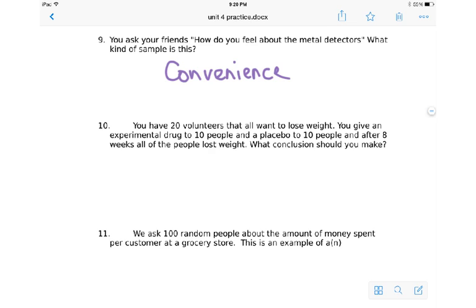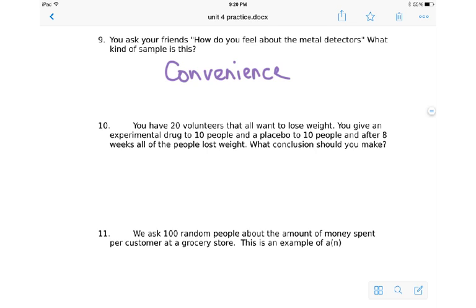Number 10, you have 20 volunteers that all want to lose weight. You give an experimental drug to 10 people and a placebo to 10 people, and after 8 weeks, all of the people lose weight. What conclusion should you make? Well, if 10 people got the drug, but another 10 people didn't, but everybody lost weight anyway, can you tell if this drug actually caused the weight loss or maybe it was something else? So when you're writing your conclusion to this, please use complete sentences.